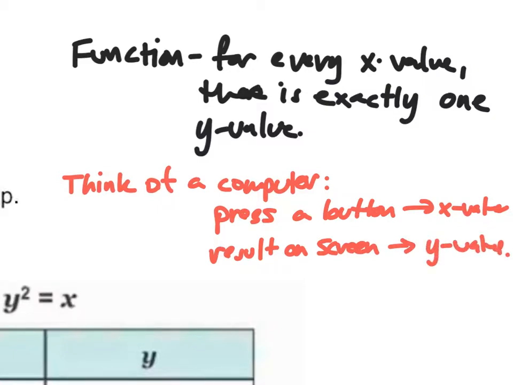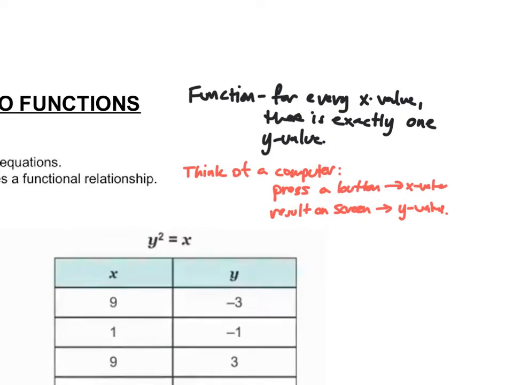I often think of using a remote control. If I hit the power button, only one thing happens: the TV turns on. If you think of a Word document, when you press the K button, that's your x value, and a K pops up on the screen. Nothing else happens. Otherwise, it wouldn't be functioning properly.